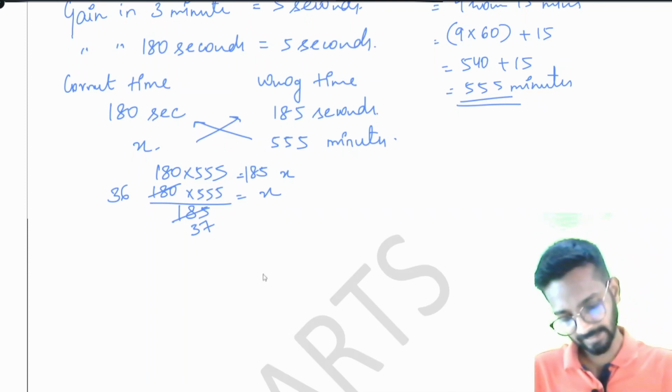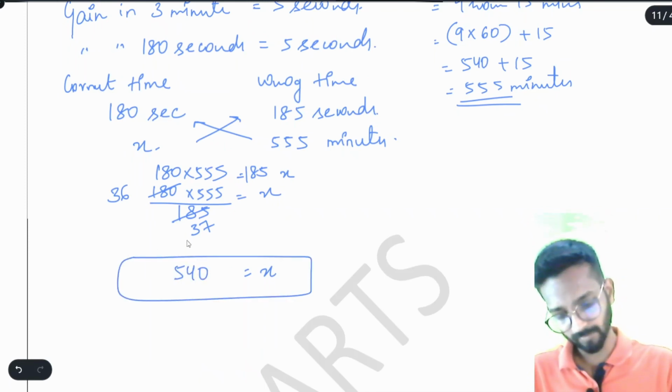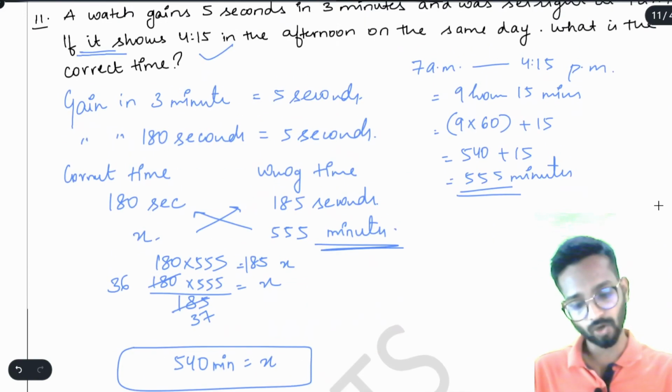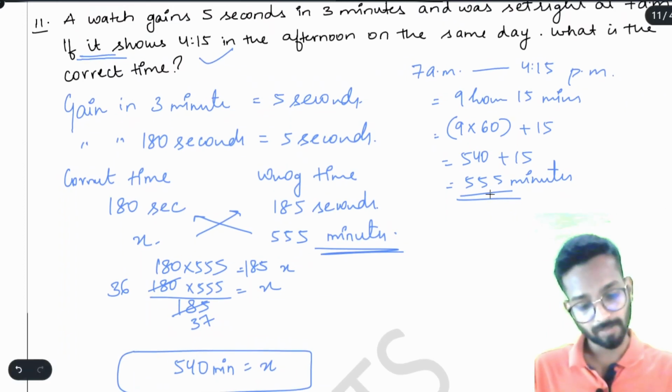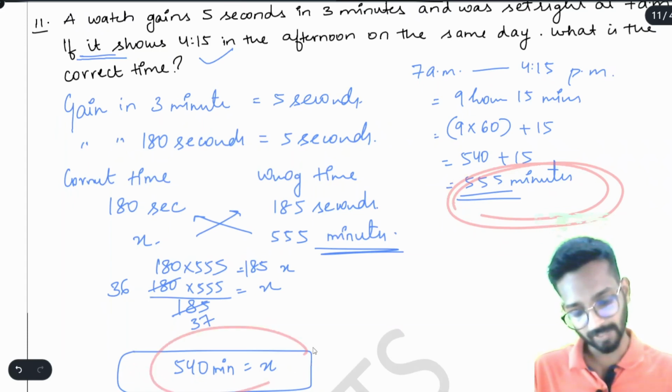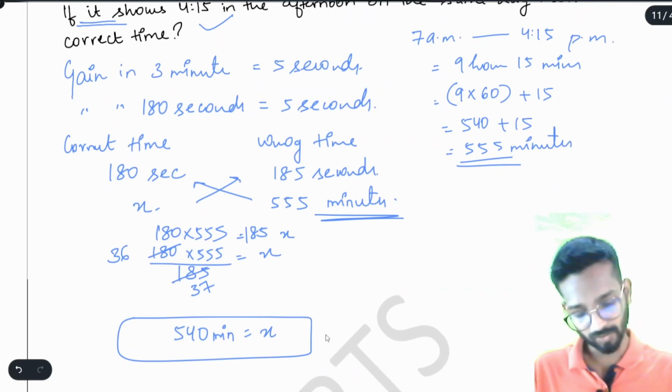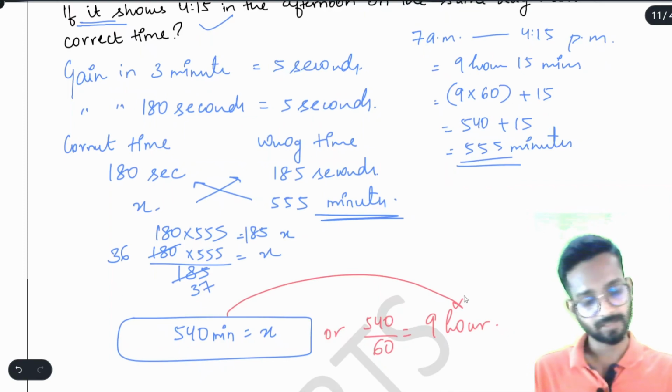So the correct time will be x is equal to 540, because it was in minutes, so x will be 540 minutes. Now what does this mean? They are saying that the wrong watch has passed 555 minutes, but the correct watch should pass only 540 minutes. 540 by 60, that is 9 hours. 540 minutes converted into hours will be 9 hours.